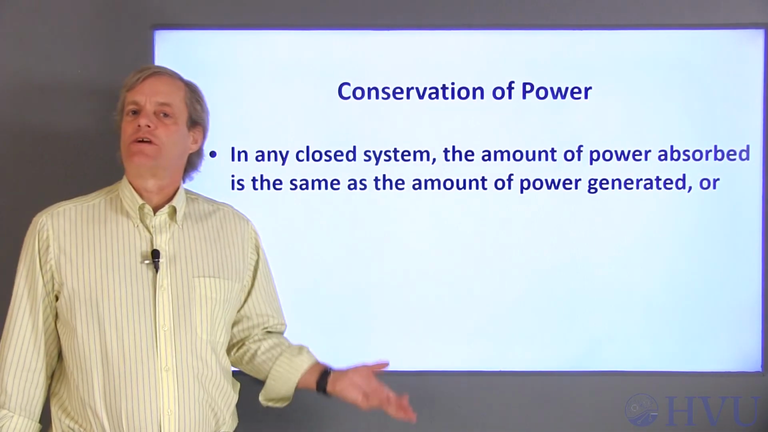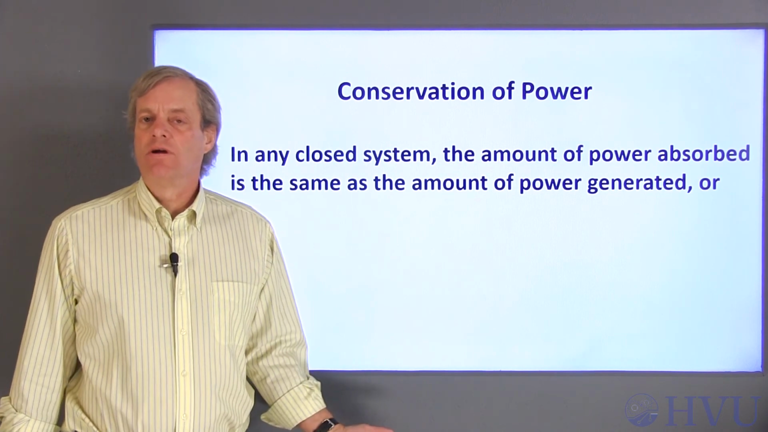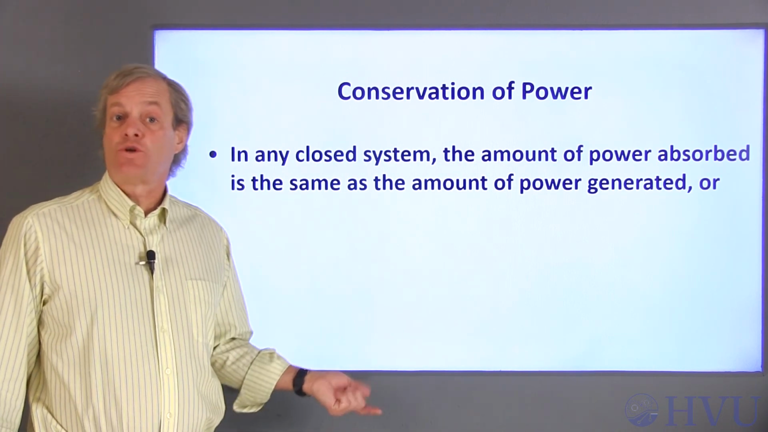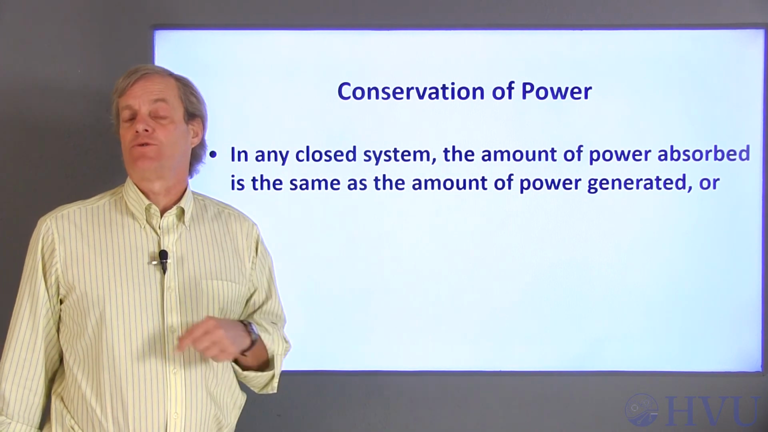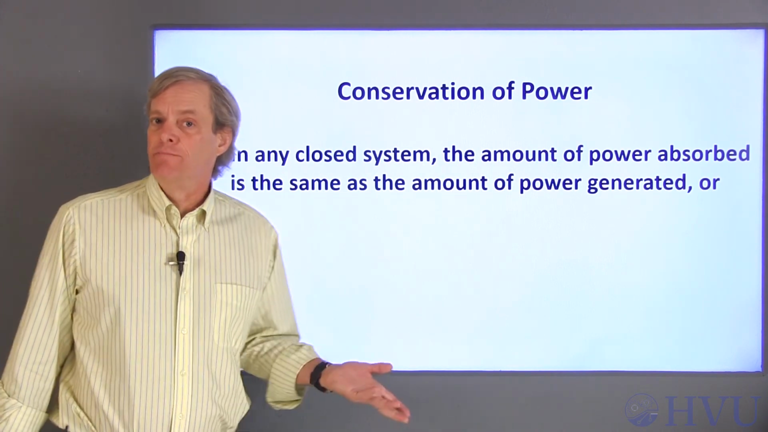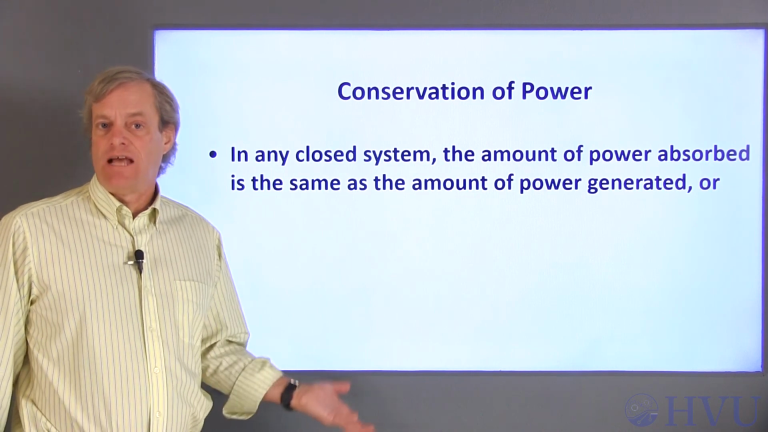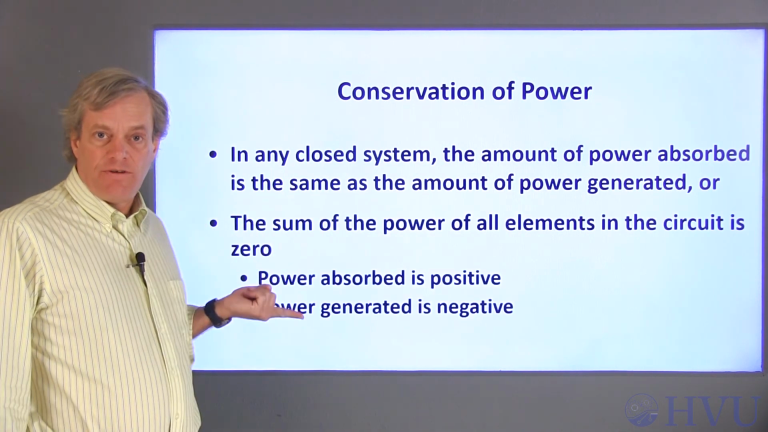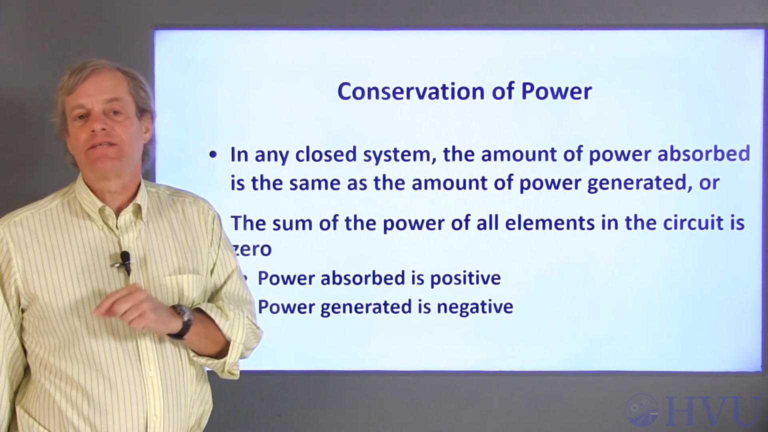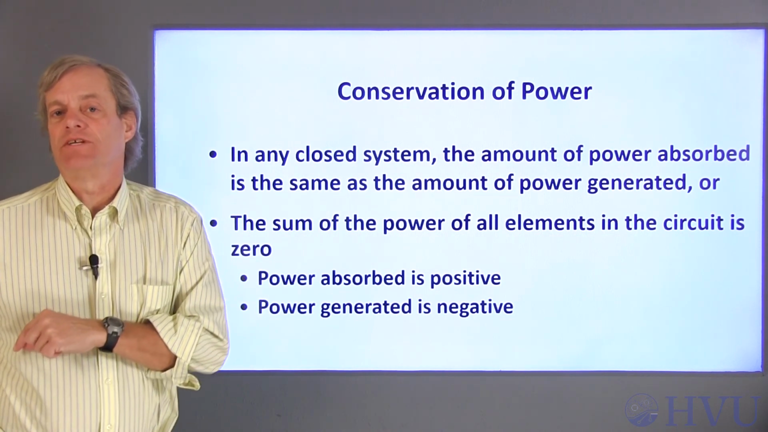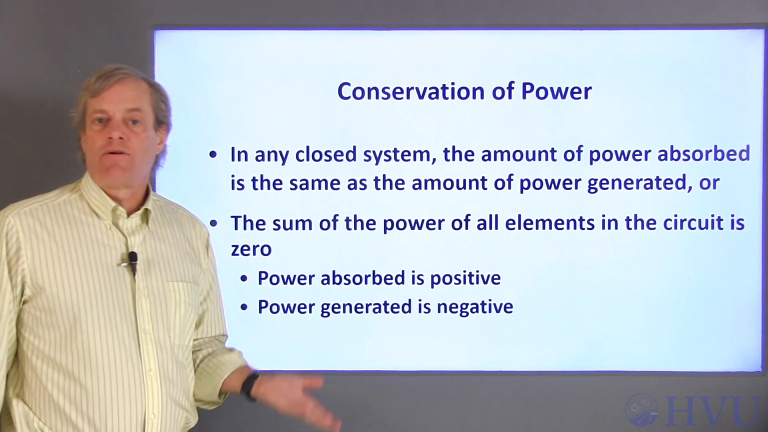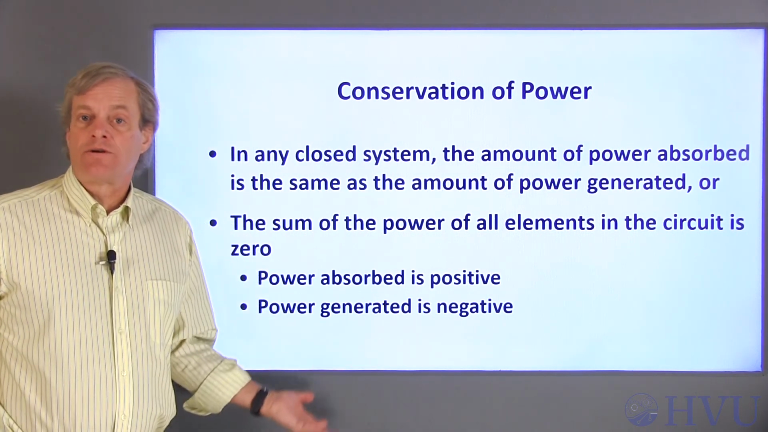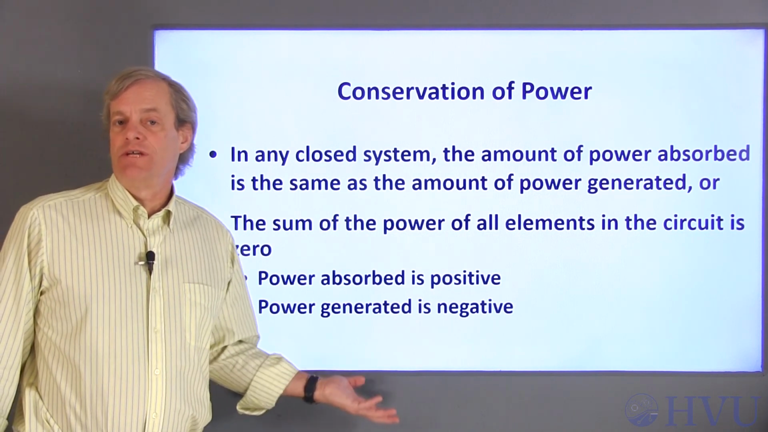Finally, let's take a look at the principle of conservation of power. Conservation of power simply states that in any electrical circuit, the total power absorbed is balanced by the total power generated. This fact can be very useful for double-checking results of analyses and measurements. An alternate way of stating the law of conservation of power is that the algebraic sum of all the power in the circuit must be 0. Since absorbed power has a positive sign and generated power has a negative sign, we get 0 if the absorbed and generated powers are equal.